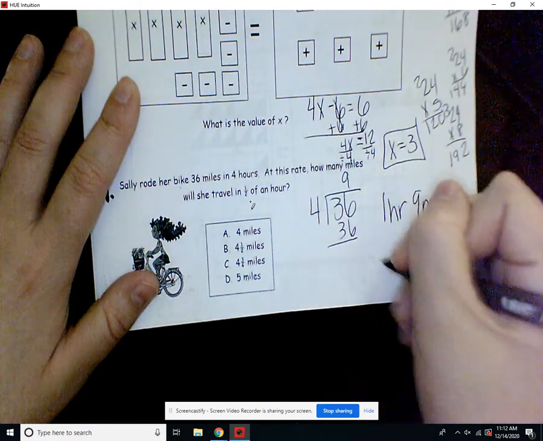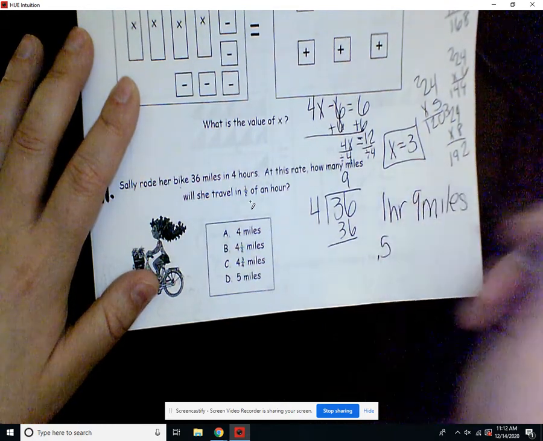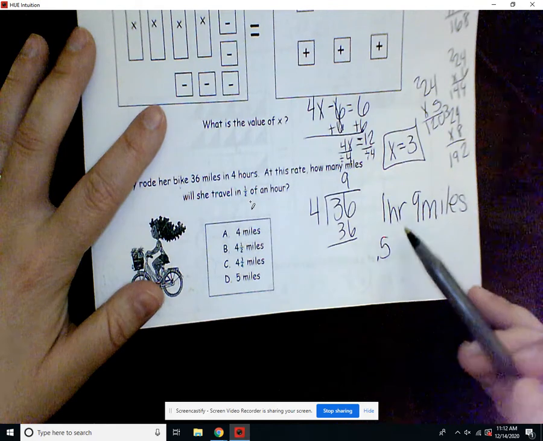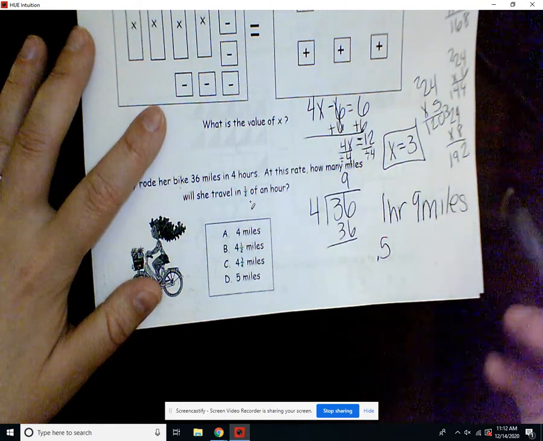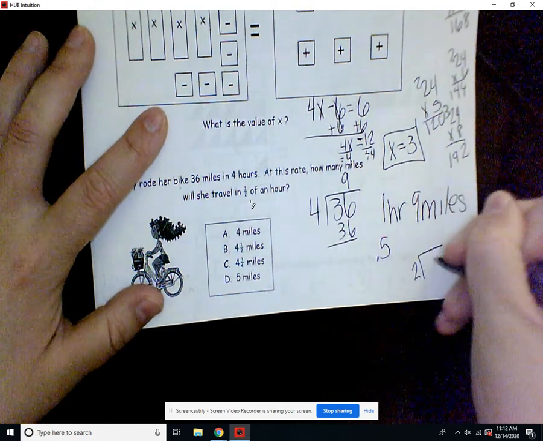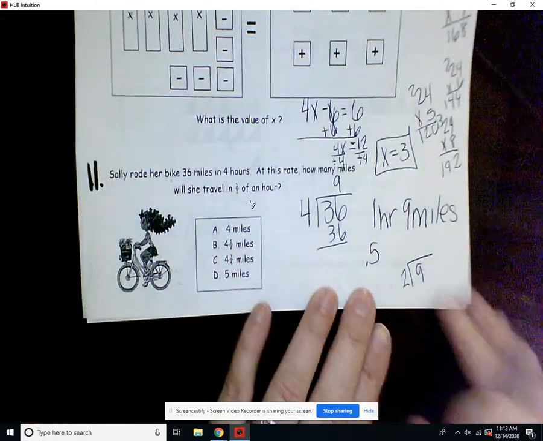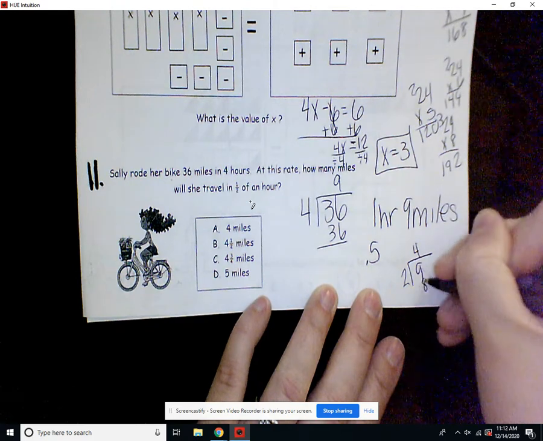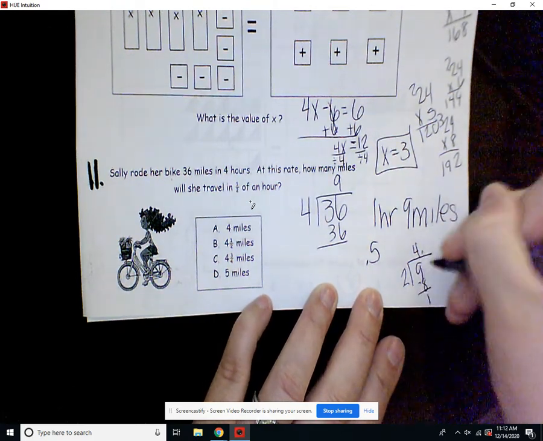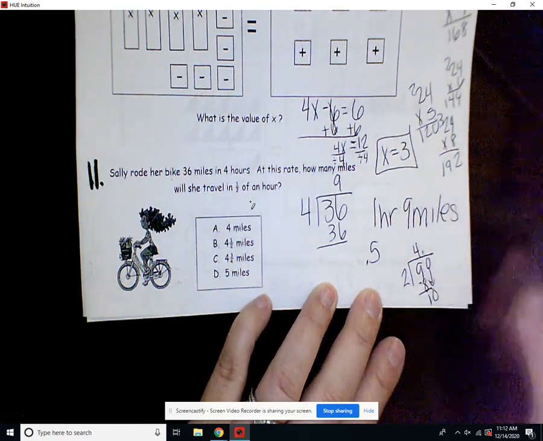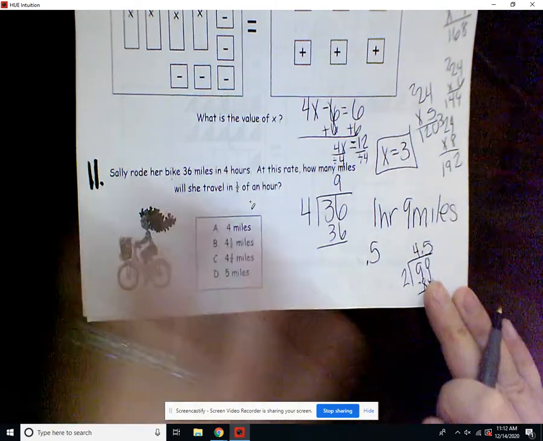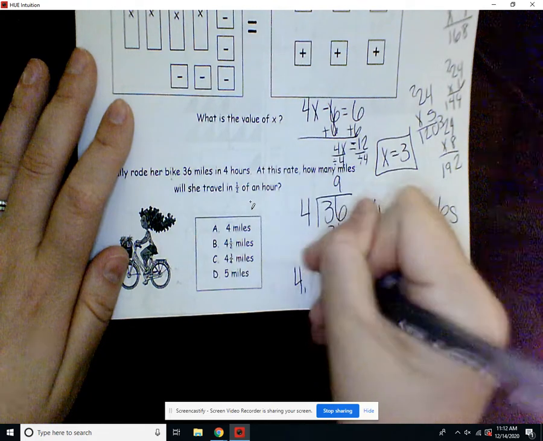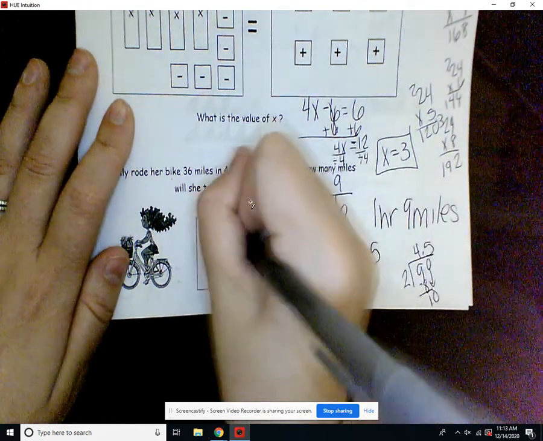So they want to know what if we did half an hour. Okay, well, from 1 hour to half an hour, they halved it. So I'm going to half 9. So that means divide that by 2. So 2 will go into 9 4 times, which is 8. And we'll add a 0, bring it down. 2 will go into 10 5 times. So we get 4.5 miles in half an hour, which is going to be B.